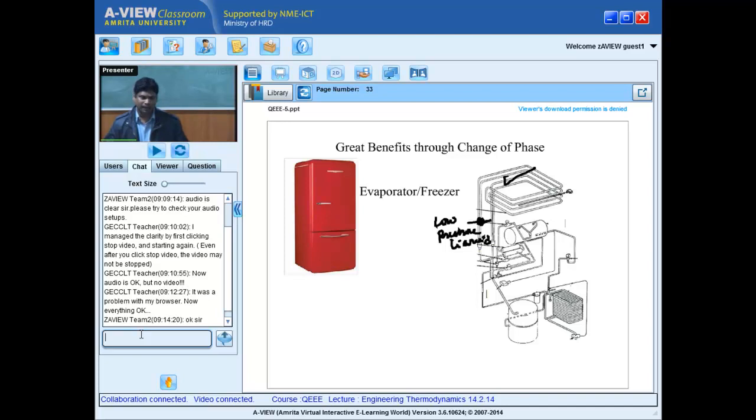Any suitable component, I am not discussing what kind of component can do it. Okay, now this will enter, because this particular liquid is at a very low pressure. All of you know from fundamental physics that the lower the pressure, the lower the boiling point. This fellow can boil even at minus 5 degrees Celsius or minus 10 degrees Celsius just by controlling the pressure.